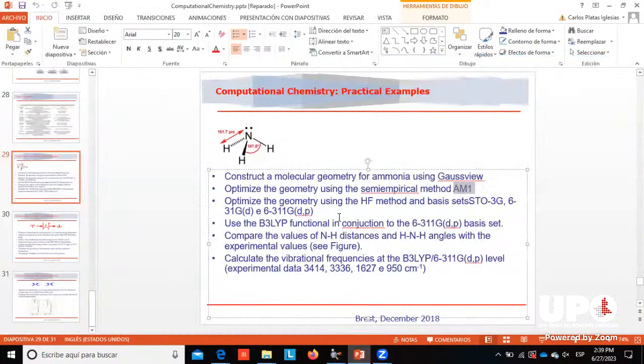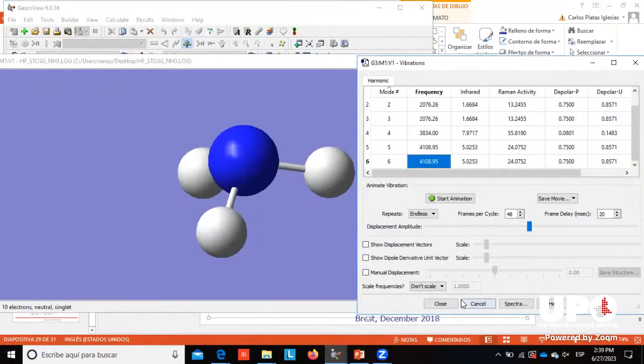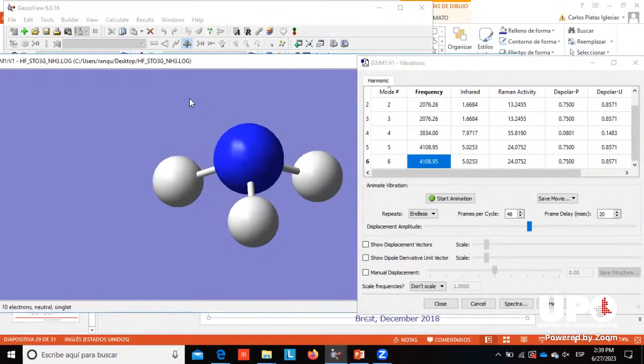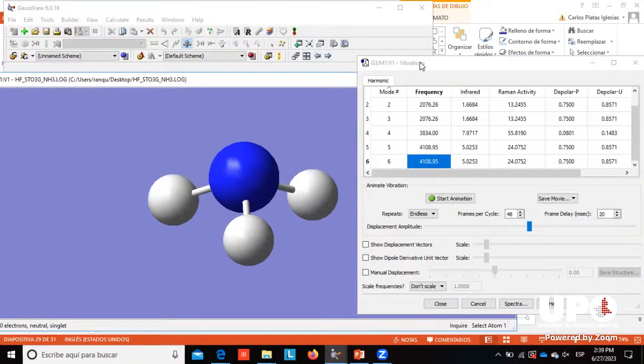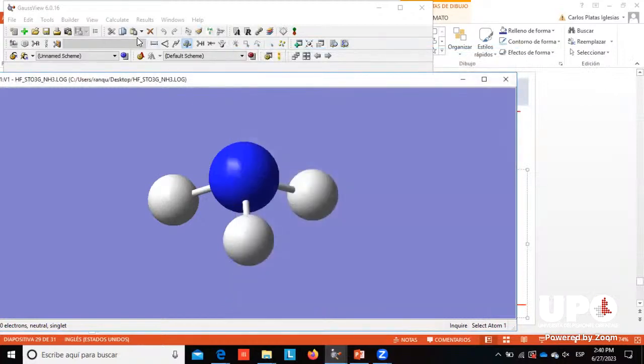So for instance, here we can use B3LYP and this basis set, okay? So B3LYP is one of the DFT methods. It's probably the most popular density functional, so it is used, you know, sometimes by default, right, to run calculations.